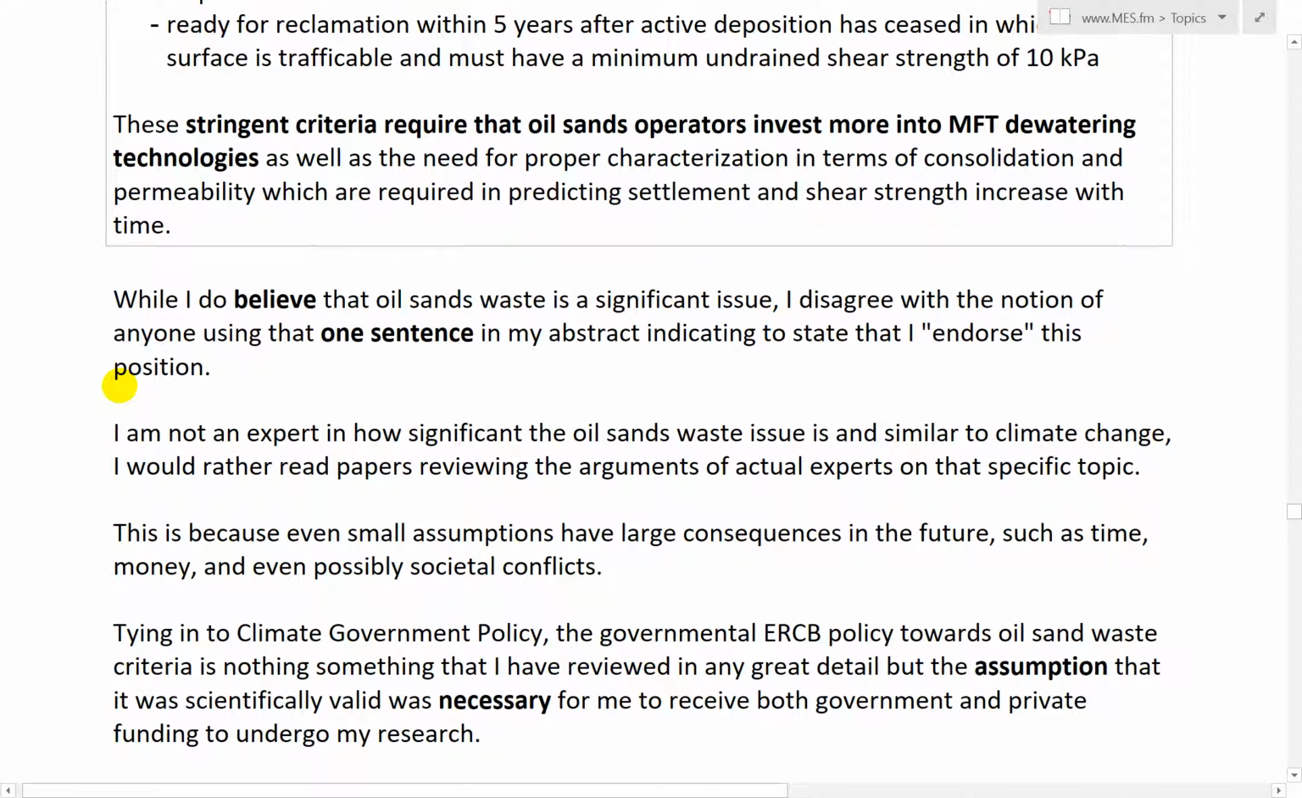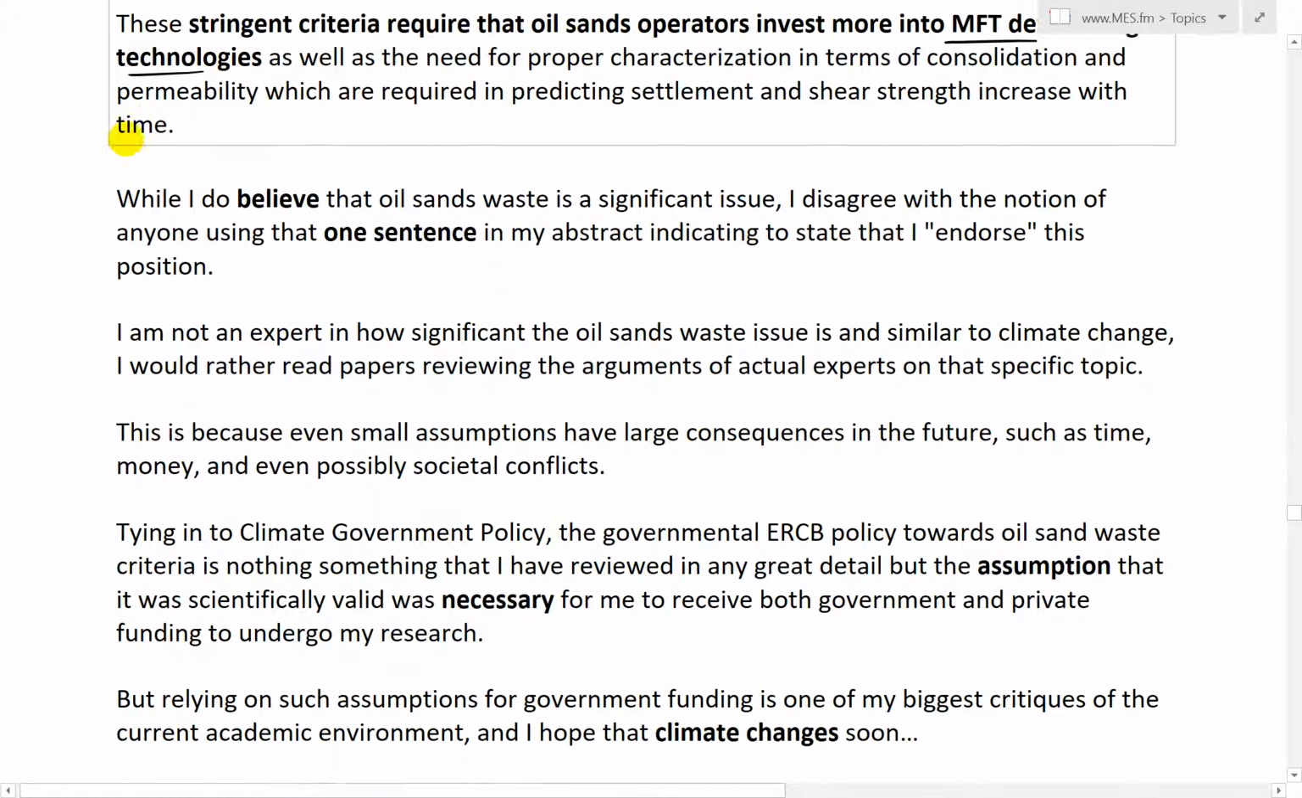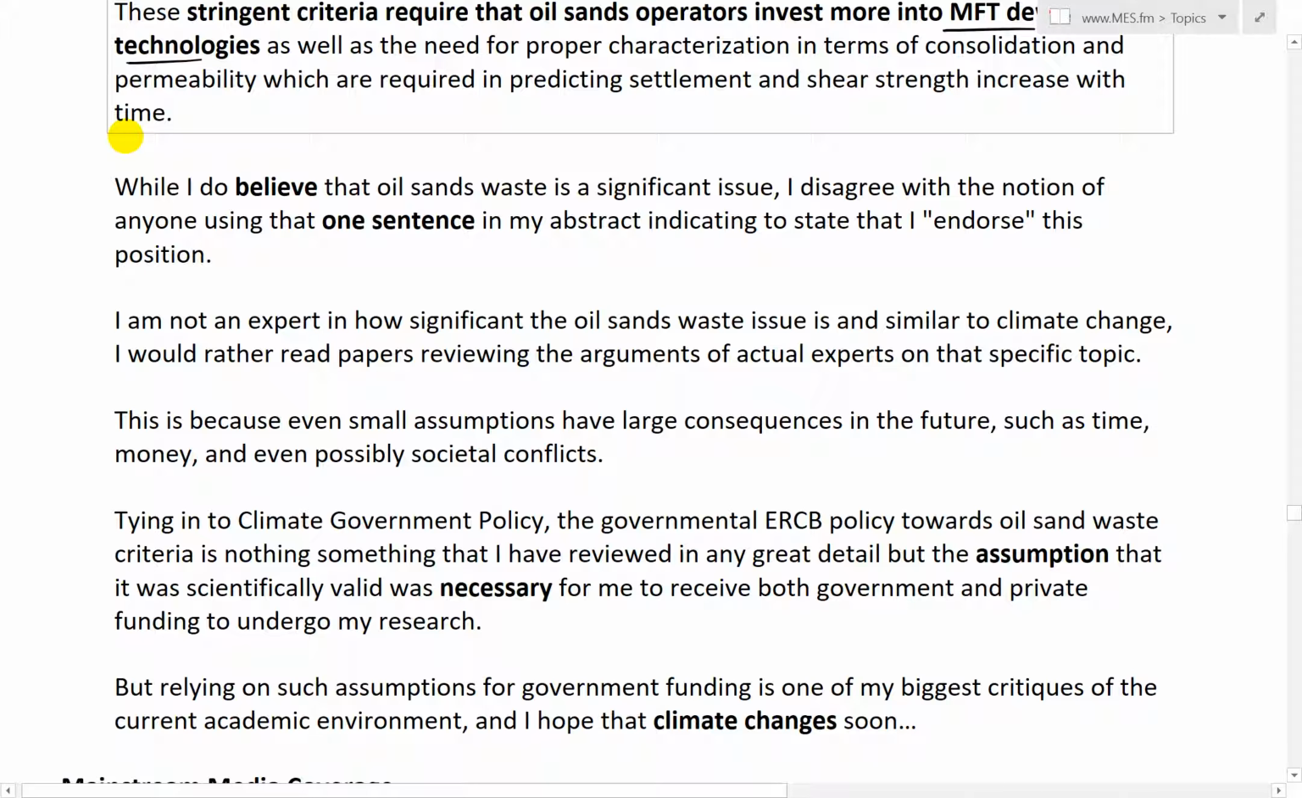So going on further, these stringent criteria require that oil sand operators must invest more into MFT dewatering technologies, which is what I was developing, as well as the need for proper characterization in terms of consolidation and permeability, which are required in predicting settlement and shear strength increase with time.